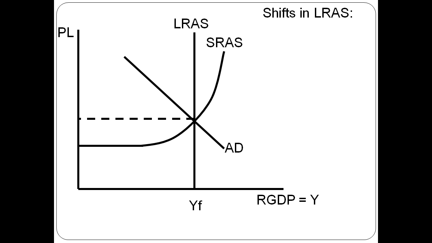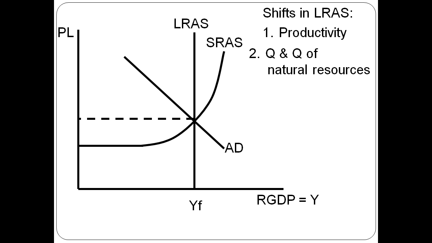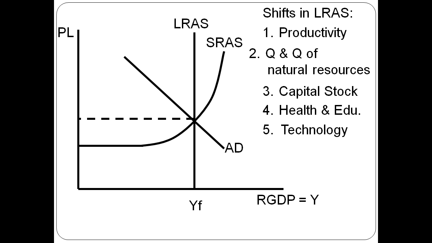All right, now I want to go ahead and talk about what can shift the long-run aggregate supply curve. The long-run aggregate supply curve can shift. It doesn't happen all that often, but it can happen. So, what shifts long-run aggregate supply? Productivity, quality and quantity of natural resources, capital stock, health and education, and technology. You might notice these are the same things that will shift a production possibilities curve.